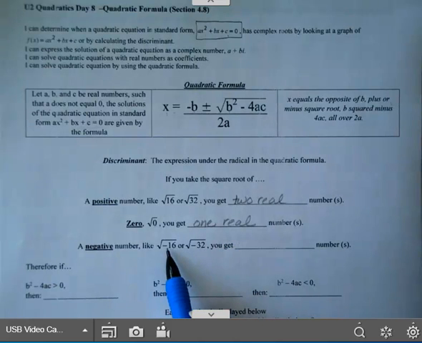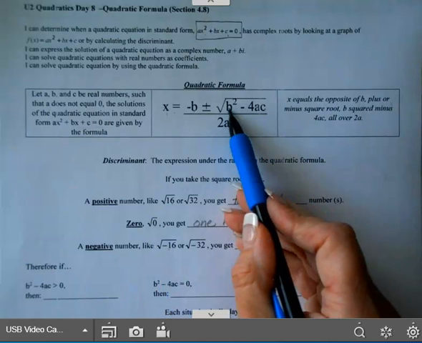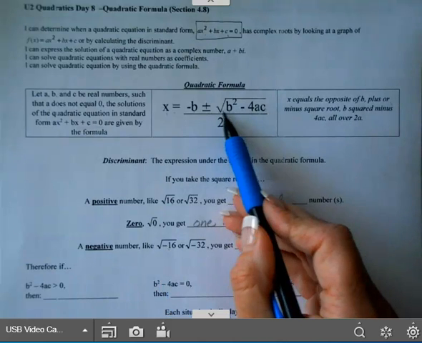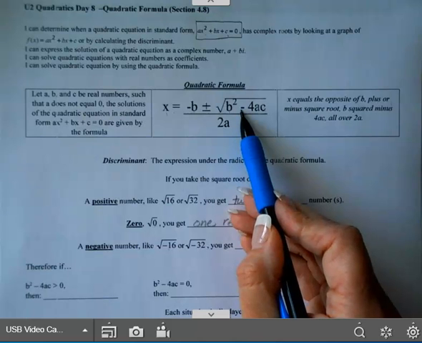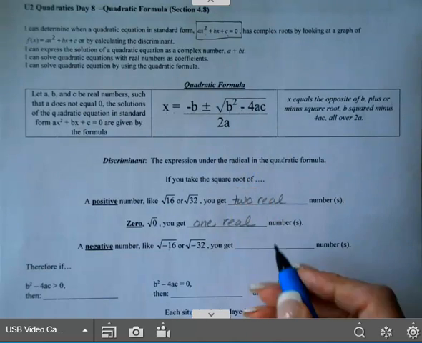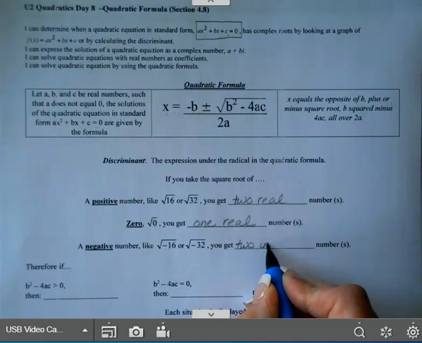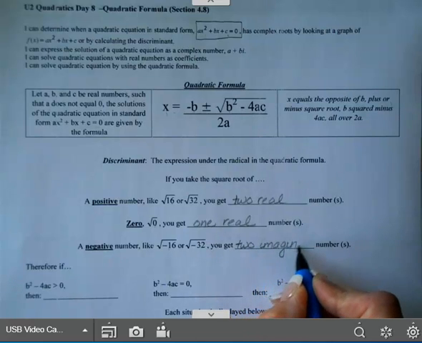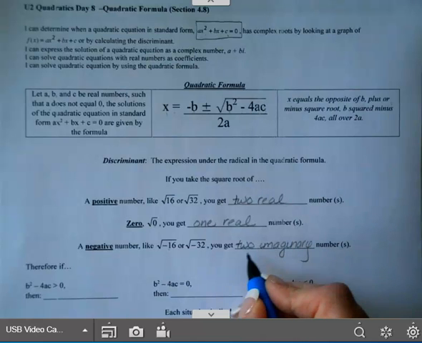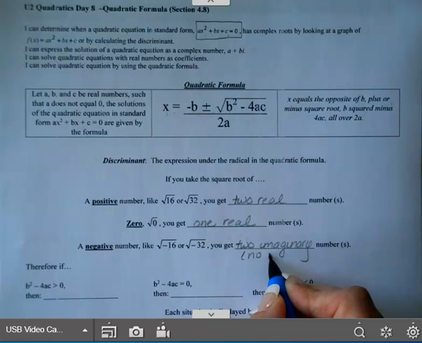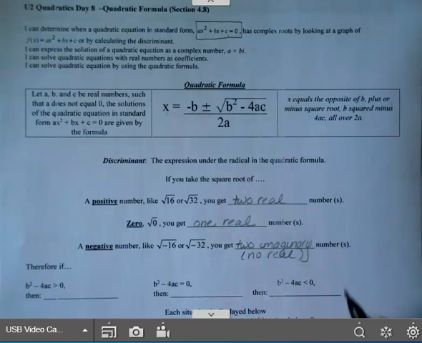And if you have a negative underneath this radical, you're taking the square root of a negative. And when you have negatives in the square root, you're going to get your imaginary numbers. So this will give you 2 imaginary solutions, or no real. But it does have 2 solutions. They are just imaginary.